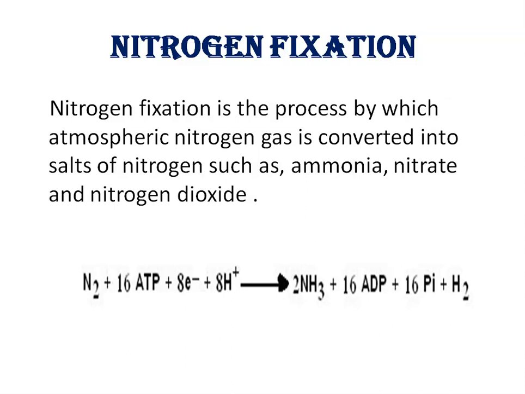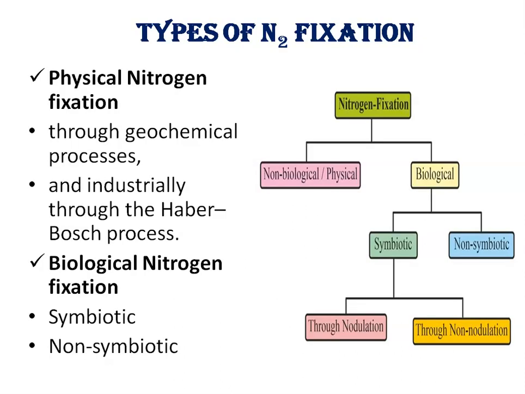As we have already discussed in our previous lecture, when we were discussing the structure of the enzyme nitrogenase, nitrogen fixation is a highly energy demanding process, right? One molecule of nitrogen is fixed into two molecules of ammonia in the presence of 16 ATPs, plus 8 electrons and 8 protons are also required, right? So now, types of nitrogen fixation.